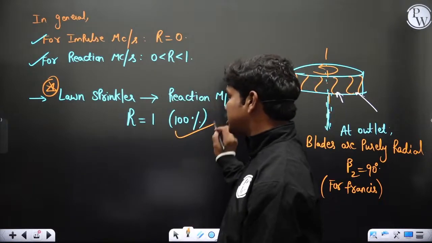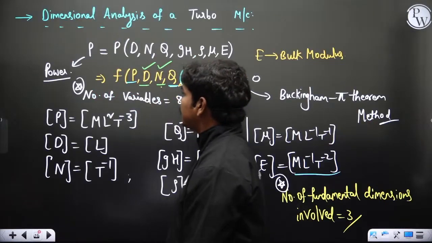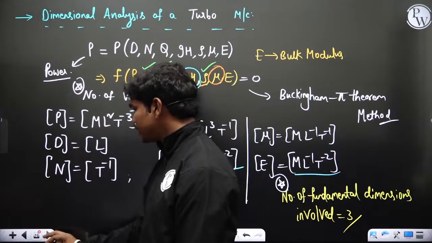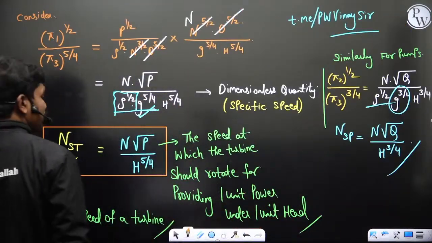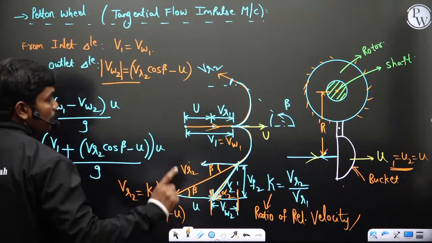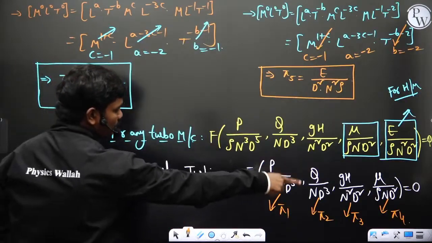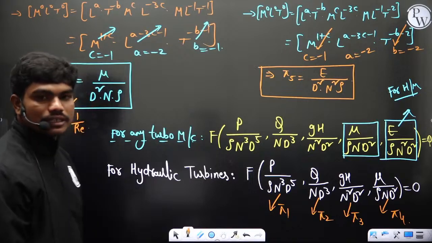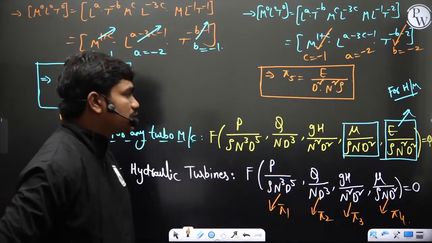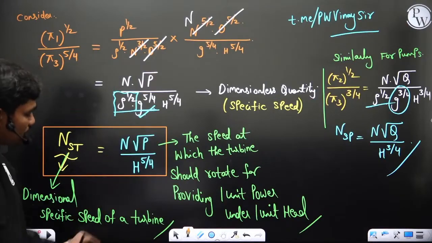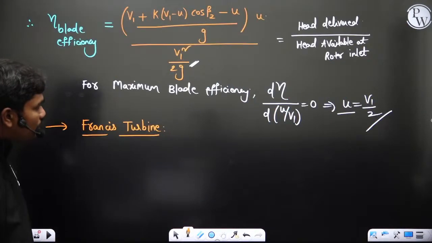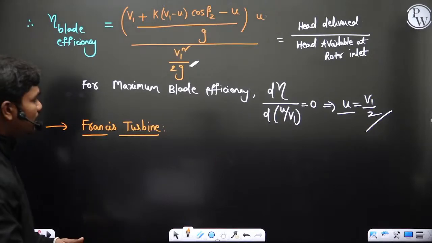This is a 100% reaction machine, the lawn sprinkler, and we have done certain dimensional analysis, if you want to scale the models, how to do it. So these are the 5 important dimensionless terms for any hydraulic machine in general, which we have seen from Buckingham pi theorem analysis. And we have seen the concept of specific speed as well, and Pelton wheel we have seen, but because of time constraint, I'm leaving the Francis turbine.